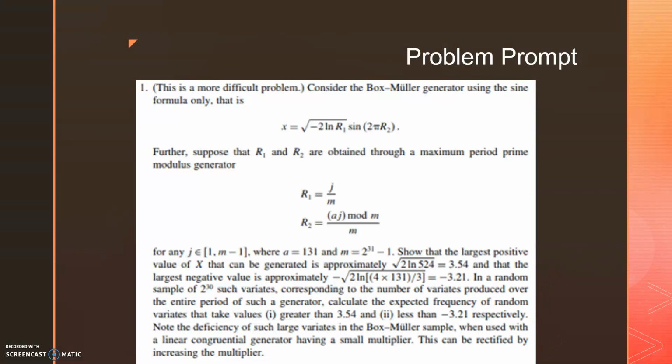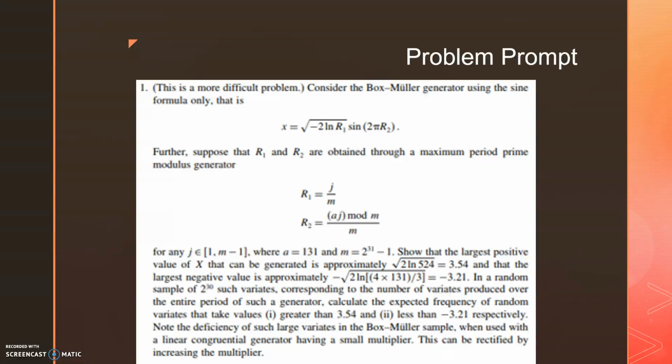For any j within the range of 1 to m minus 1, where a is 131 and m equals 2 to the 31st minus 1, we need to show that the largest positive value of x that can be generated is approximately 3.54 and that the largest negative value is approximately negative 3.21.